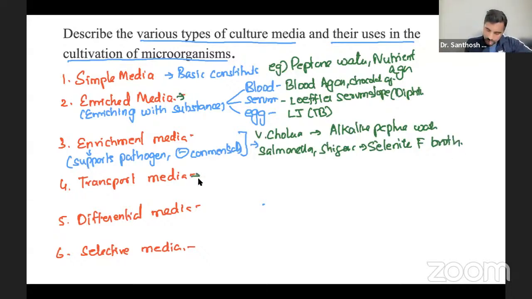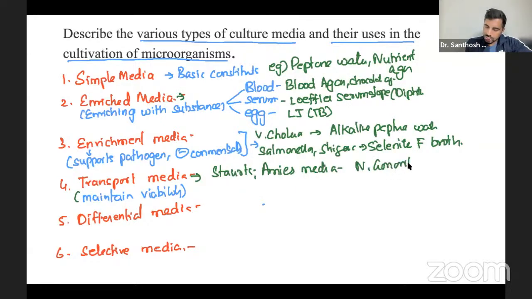And transport media. Transport media is just to maintain the viability, not multiplication. The bacteria should be alive. That's it. For this, you again have important examples. Stuart's or Amies media for Neisseria gonorrhoeae. Also you can use VR media, Venkatraman Ramakrishnan media, and Cary Blair media, again for Vibrio cholerae. That's all.